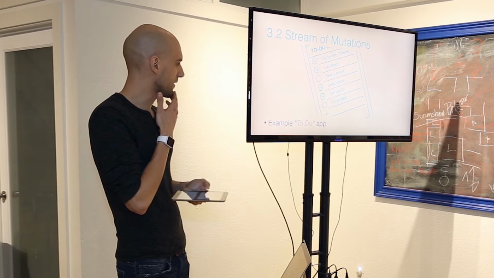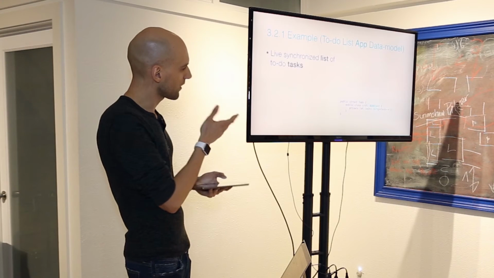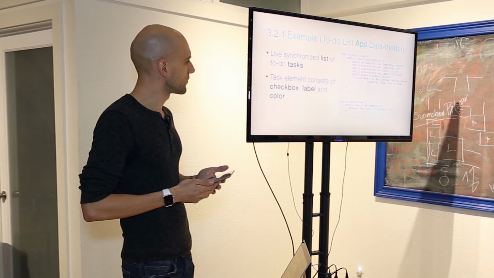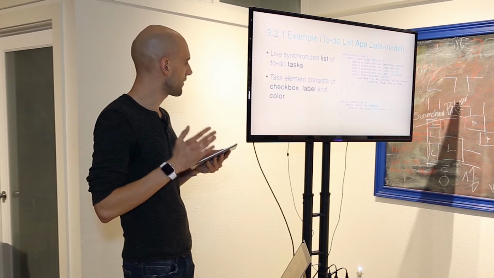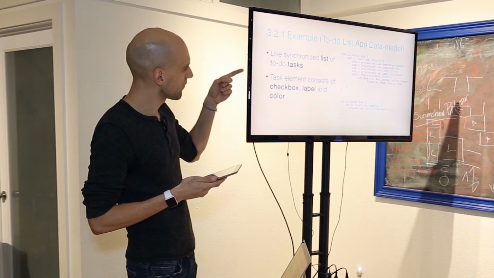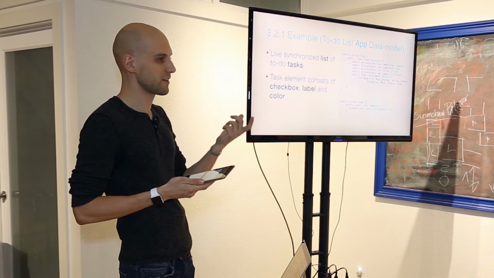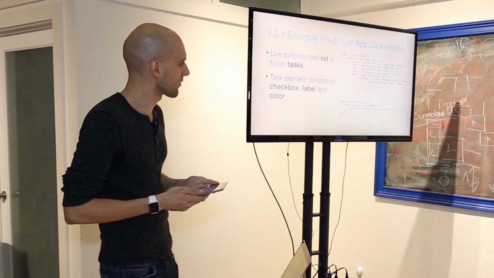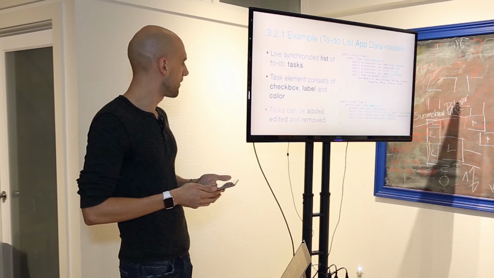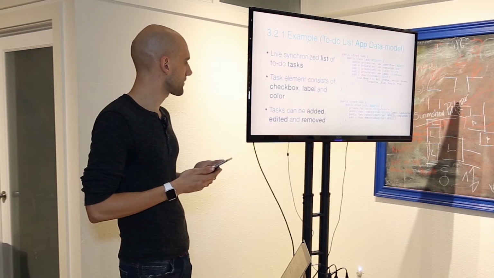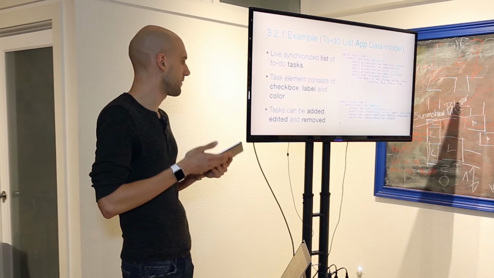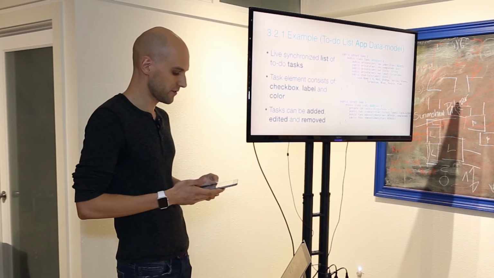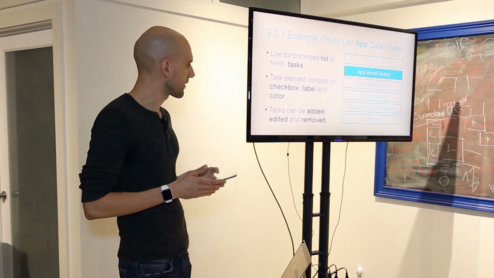So let's go over the app model real fast. We have a collection with our tasks there, and tasks should be very basic. I mean, it should represent the task that we saw on the UI, which is basically a completed state, a title, and let's give it a color label just for fun. And these tasks can be added, edited, and removed from our collection. So we need methods that support these user actions. That kind of concludes the app model.